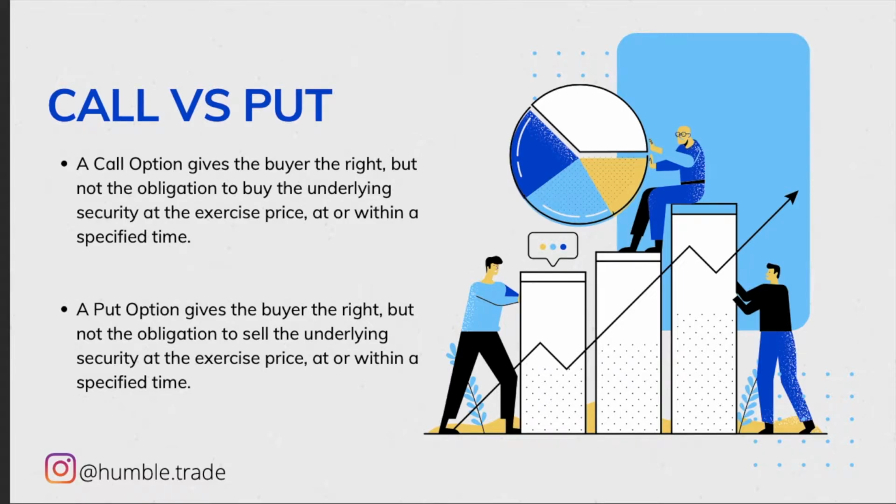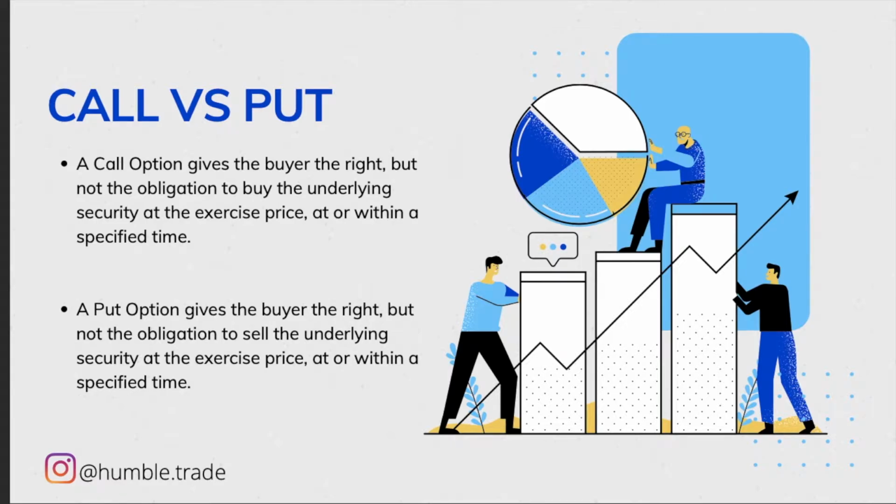A put option gives the buyer the right but not the obligation. It's not compulsory that you have to follow that contract after the maturity, to sell the underlying security at an exercise price within a specific time. See, options are for a limited time. It's not for a lifetime. Option contracts are for a limited time.